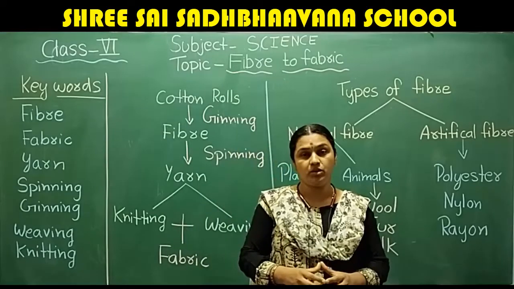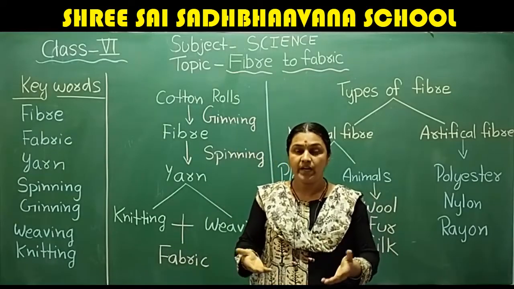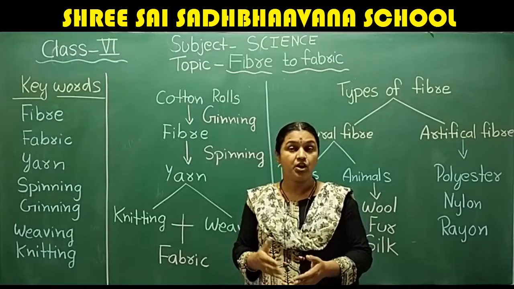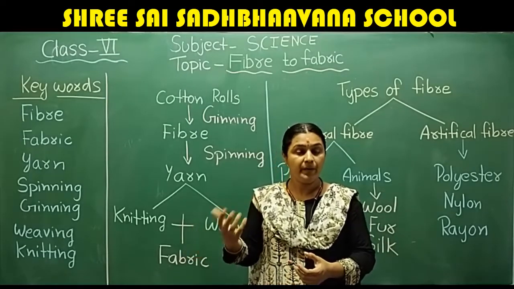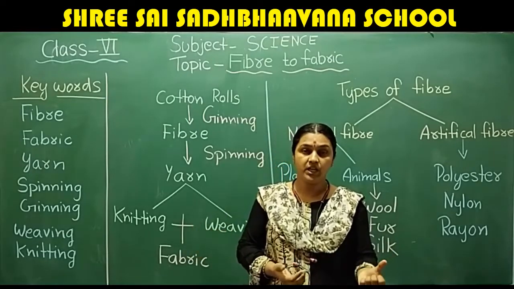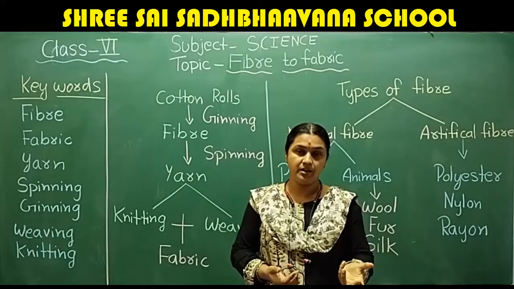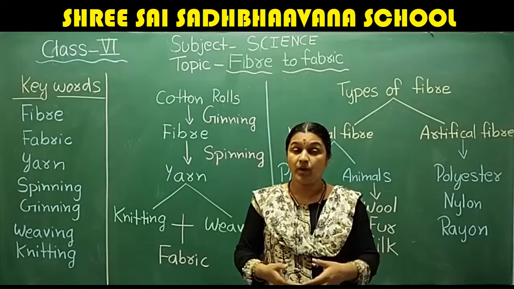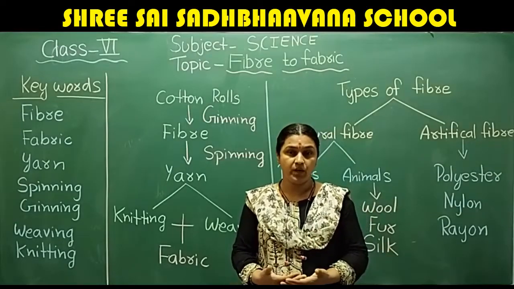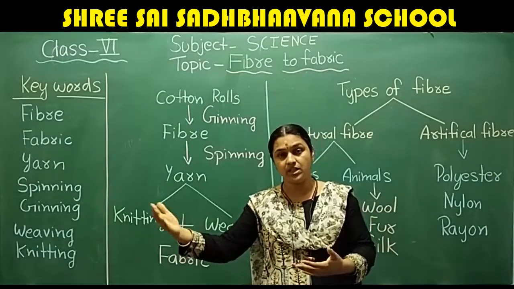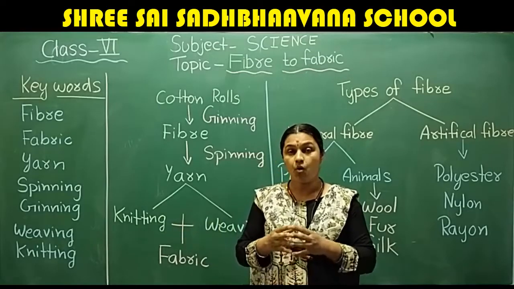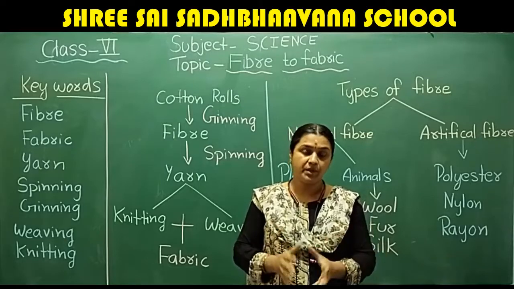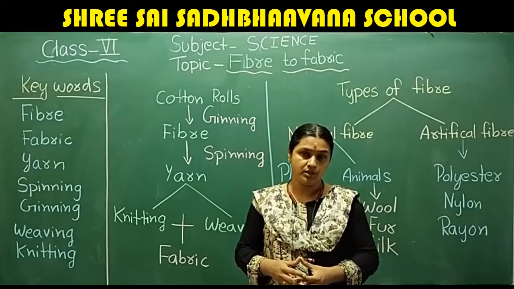You also would have noticed that the clothes in your house are of different materials. If you touch the material, one is soft, one is very silky, one is very rough, one is heavy, one is lightweight. So you can see the difference in the fabric. All this depends on the fiber that has been used to make that cloth.